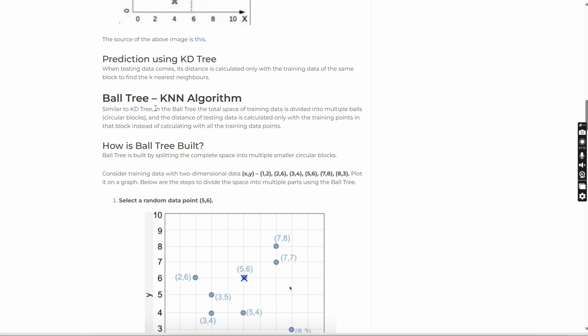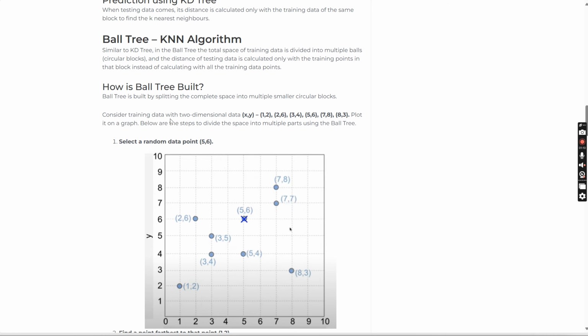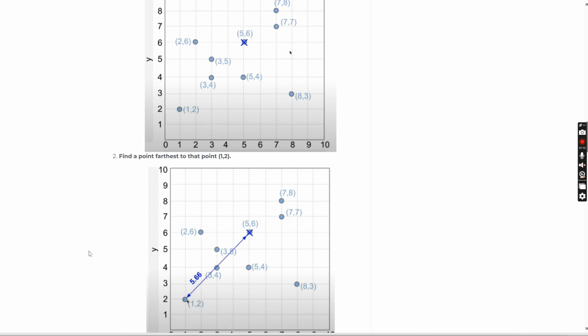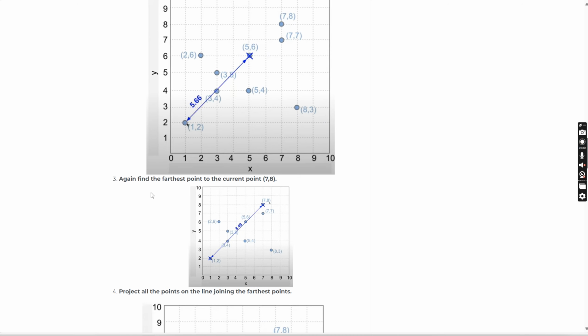Okay, next is ball tree. Now ball tree, what it does is, consider this data. So basically it will start looking at the data points. It will select a random point, let's just say 5,6. For 5,6, basically it will measure the farthest point, which is the far away point from the random point that it has chosen. And once it chooses, from there on it will find the next point, that is the farthest point. Here 7 and 8 is the farthest point.